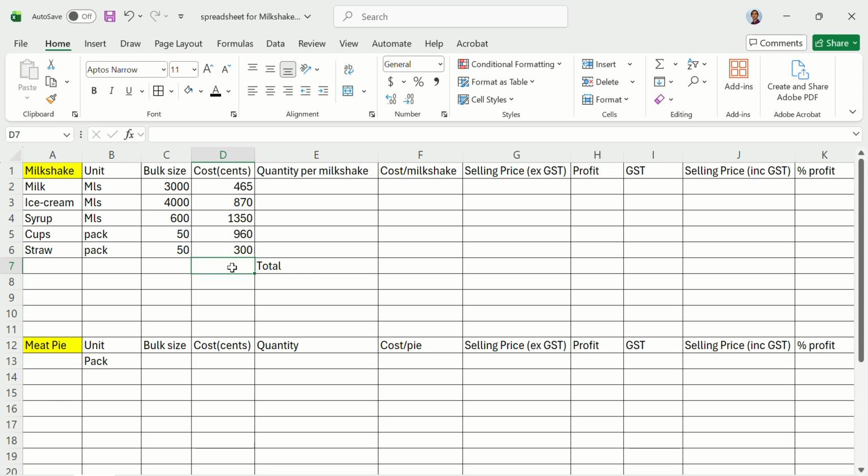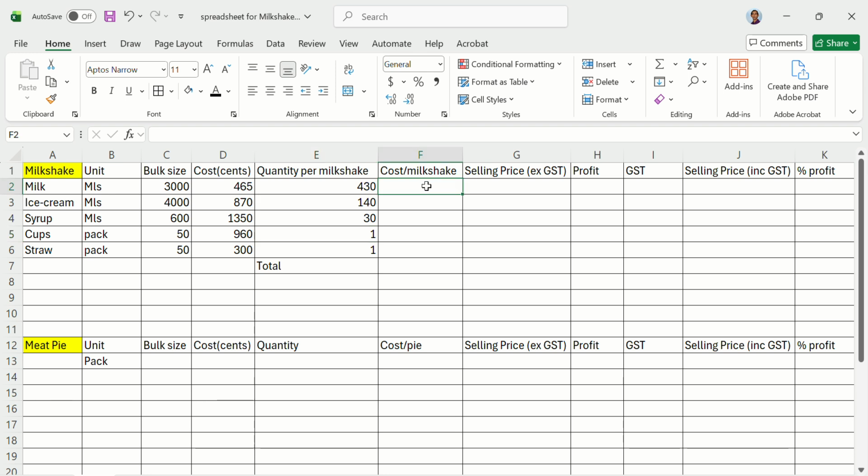Now, what you also have to research is how much milk goes in a milkshake, how much ice cream goes in one milkshake. So you do that research and you find out that those are the quantities. Now, once you've done that, you need to do some calculations.